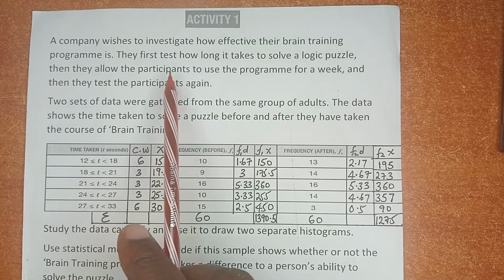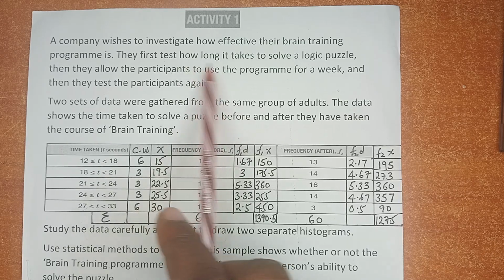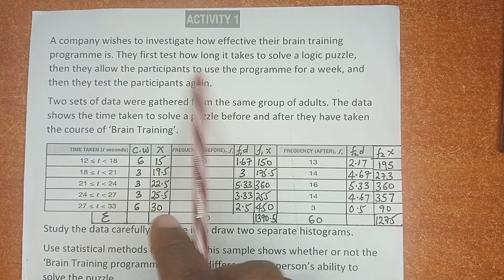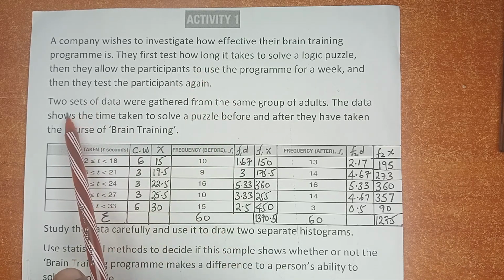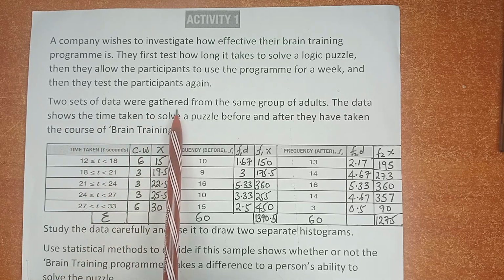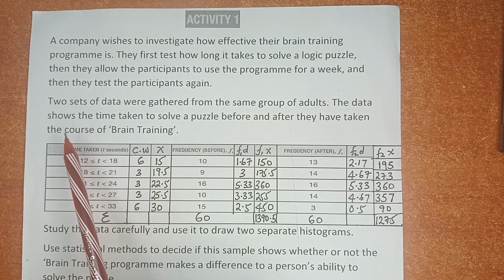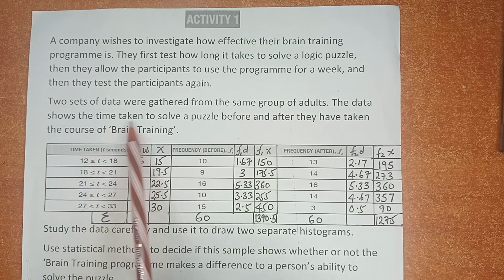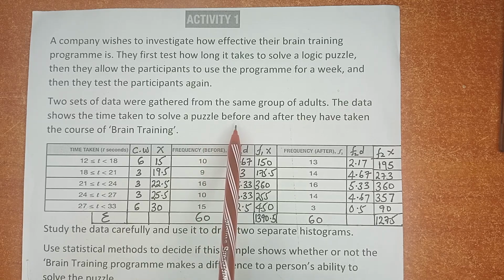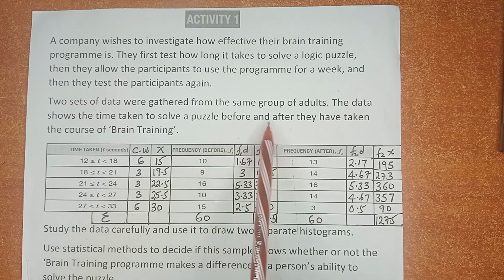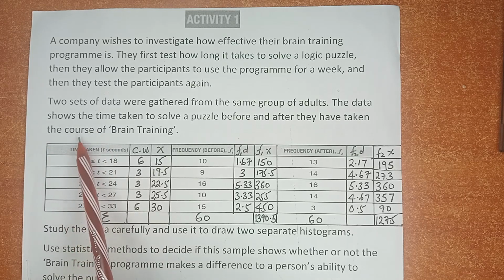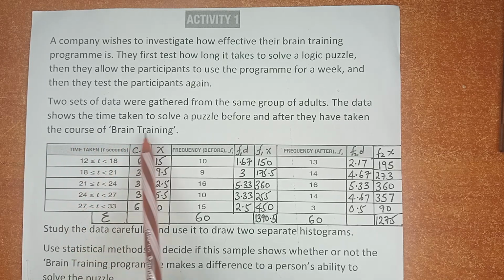We are told that they first test how long it takes. The key word is how long. Two sets of data were gathered from the same group of adults. The data shows the time taken to solve a puzzle before and after they have taken the course of brain training.